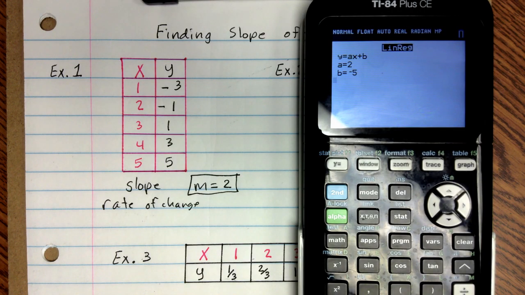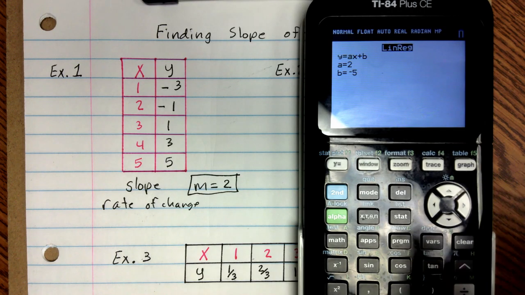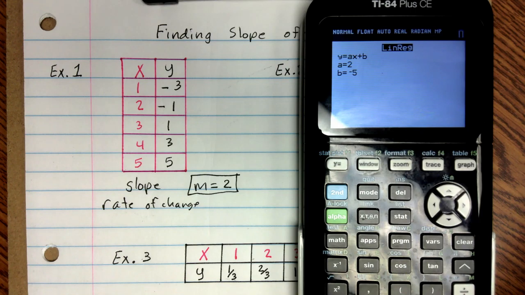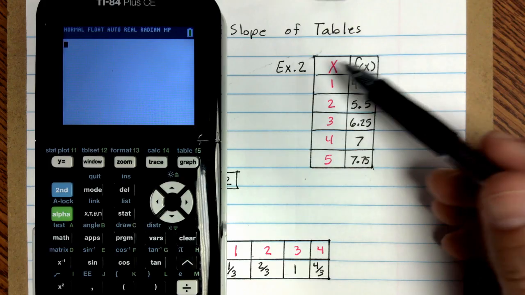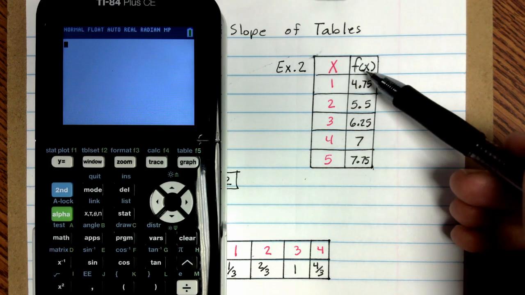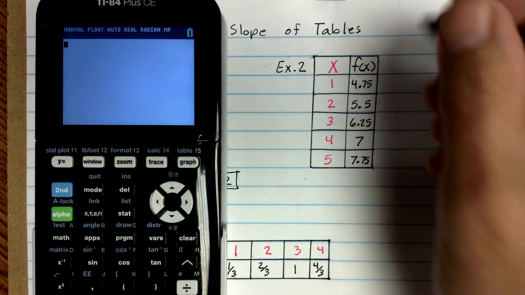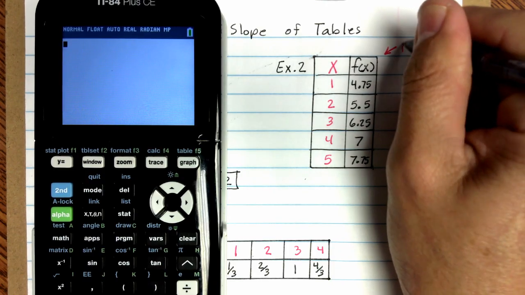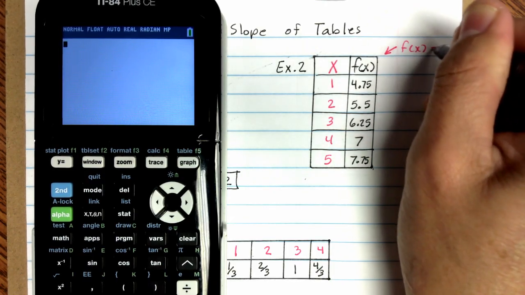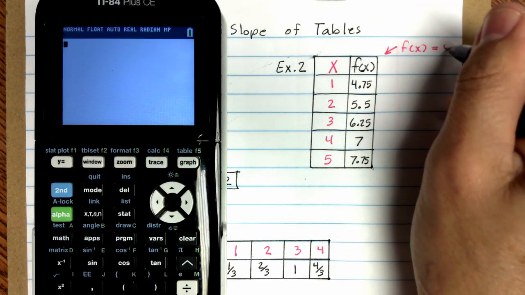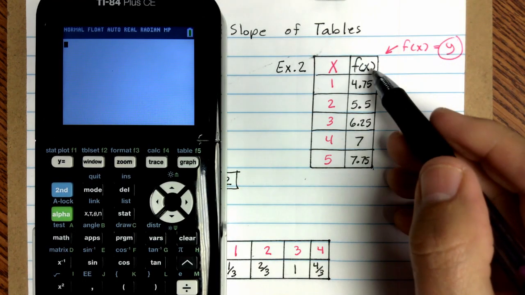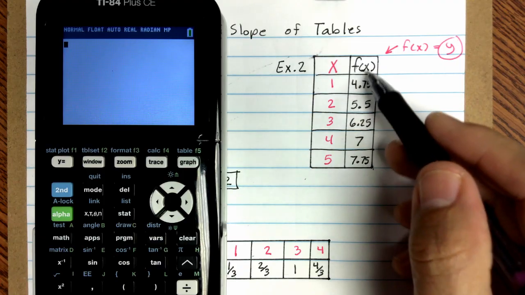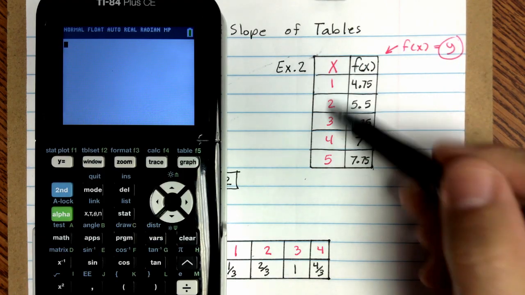So now let's look at another example that looks just a little bit different. On table number 2, notice instead of X and Y, we have X on the left and we have f of X on the right. Just keep in mind that f of X is equal to Y. In other words, it's just another way of saying Y. So even though it says f of X, this represents your Y values and the left side represents your X values.